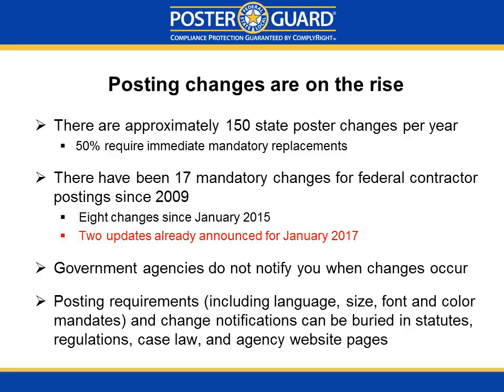And when it comes to the federal posters, federal contractor posters change at a much faster pace than the regular federal posters that all employers have to display. So for the standard federal posters that apply to everyone, there have been 6 mandatory changes since 2009. But for the federal contractor posters, there have been 17 mandatory updates during this same time period. And 8 of those mandatory changes have taken effect since January 2015. And then, out of those, 2 of those changes are taking effect this January 2017. And then on top of that, there are several more expected for 2017 based on new laws that have already taken effect. And we're going to be talking about all of that today.